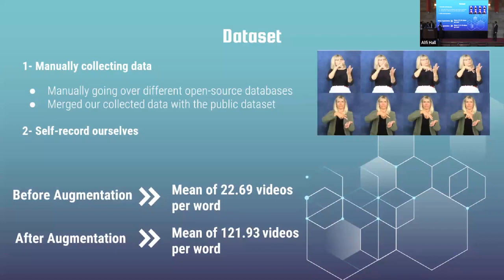Eventually, we've been able to reach a mean of 22.69 videos per word before augmentation. And after augmentation, we've been able to successfully reach 121 videos on average per word. And at this step, we're ready to go to the next step, which is the data pre-processing phase.